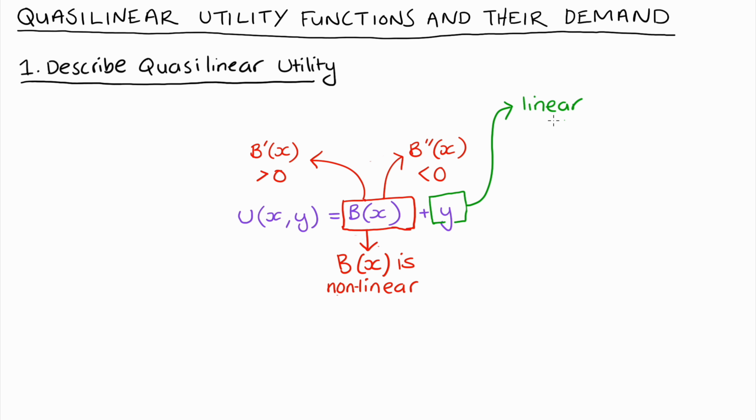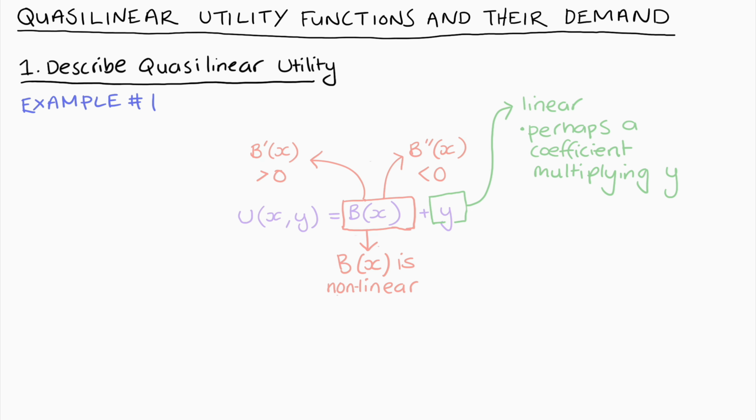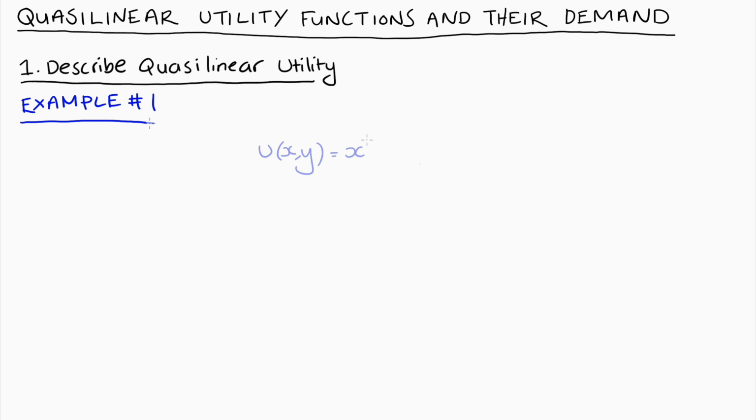Practically, this just means that in our utility function, you're just going to see Y, or at most there'll be some coefficient in front of Y multiplying it, but Y will not be raised to any power. We won't have the square root of Y, nor the log of Y. All of these things would imply nonlinearity. So for our first example, utility is equal to X to the power of a half plus Y. I'm just going to start by checking that this function meets the requirements of quasi-linearity that I just described. And I can see here that X does indeed enter our function in a nonlinear manner. So abstractly, we would say B of X is equal to X to the power of a half.